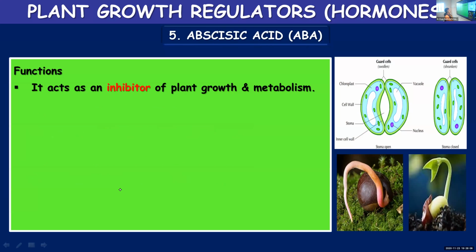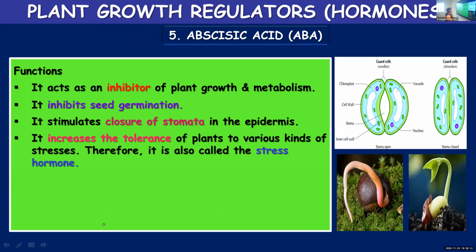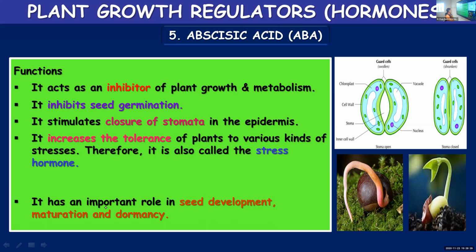The different functions: it prevents plant growth and metabolism, inhibits the germination of seeds, stimulates the closing of stomata, and increases the tolerance of plants to different stresses. So you call it a stress hormone. Abscisic acid is also known as the stress hormone. Why? Because it will increase the tolerance of plants to different kinds of stresses.